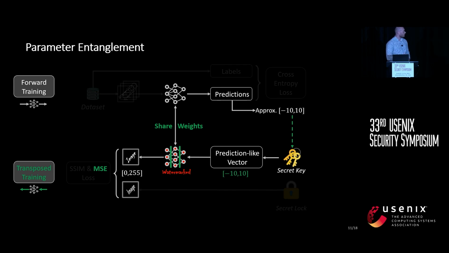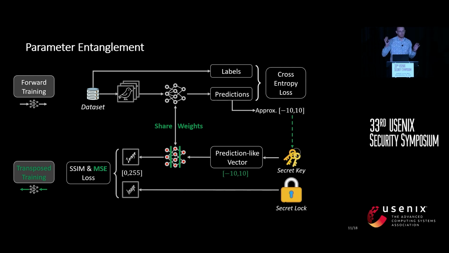So we have three things. We have the dropout layers, and we care that the input and the output are in regular value ranges. So with this, we can entangle the watermark in all parameters.